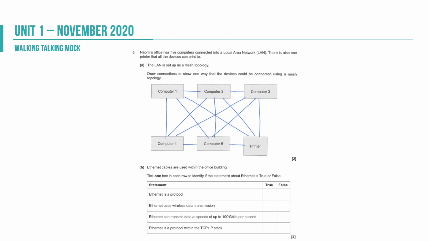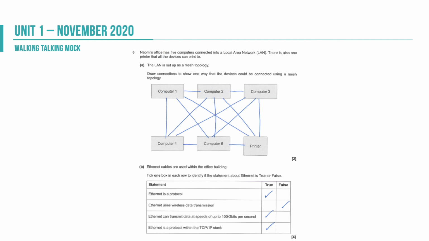There's then a tick box for true and false. A lot of people struggle with this question in terms of, is Ethernet a protocol or not? So Ethernet is a protocol. It does not use wireless. It can transmit data at speeds of up to 100 gigabits per second, and it is a protocol within the TCP/IP stack, very much thinking about that transport layer.